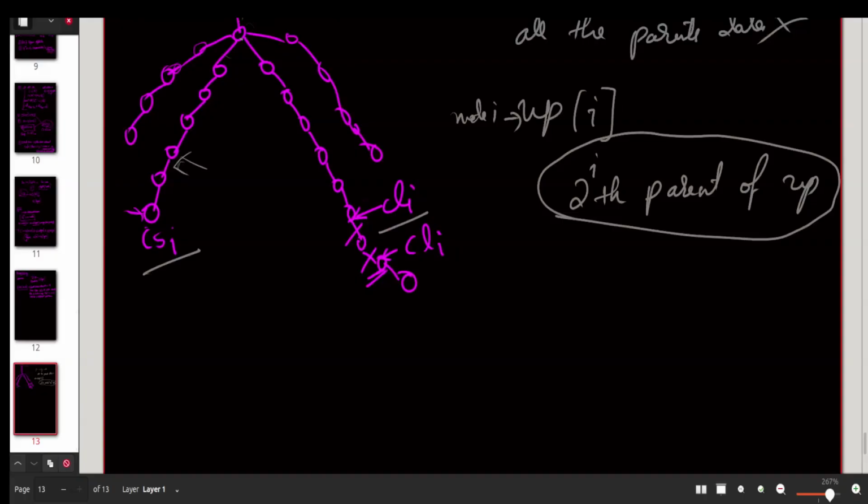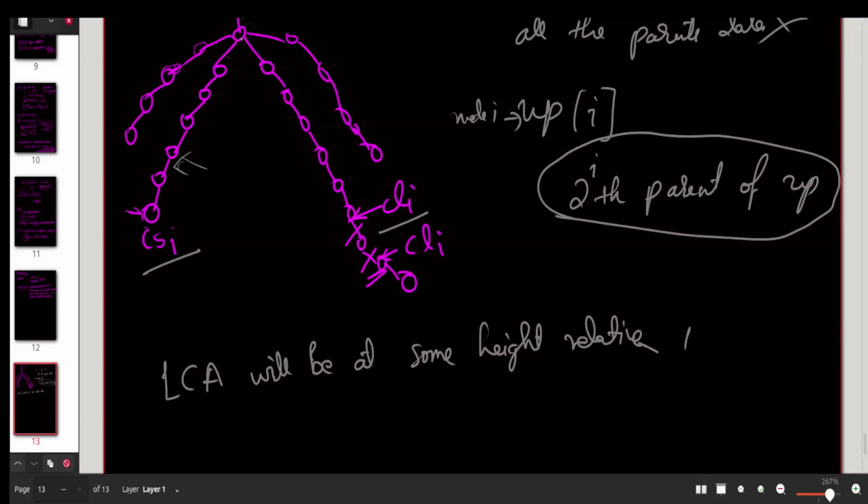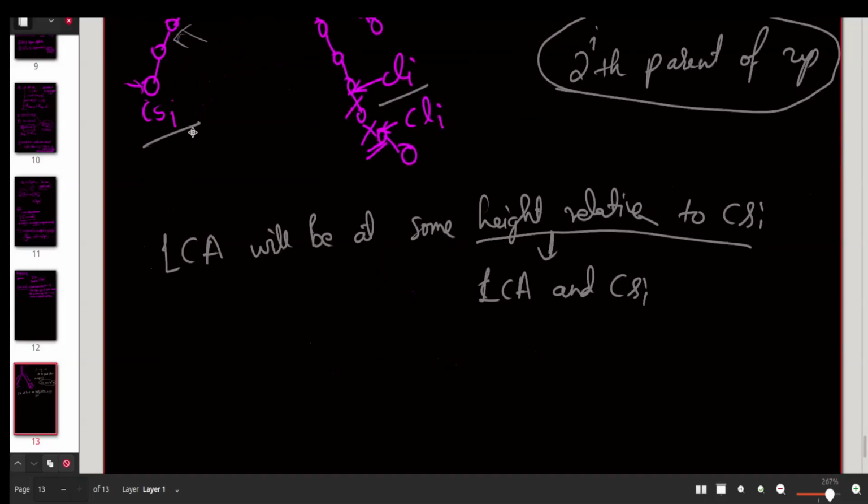Now, your LCA will be at some height related to CSI. For now, assume that we already brought CLI to the height of CSI. So if it is at some height relative to CSI, this relative height would be the number of edges between the least common ancestor and CSI. Let's call this our distance of LCA from CSI, which is, let's say, L simply.